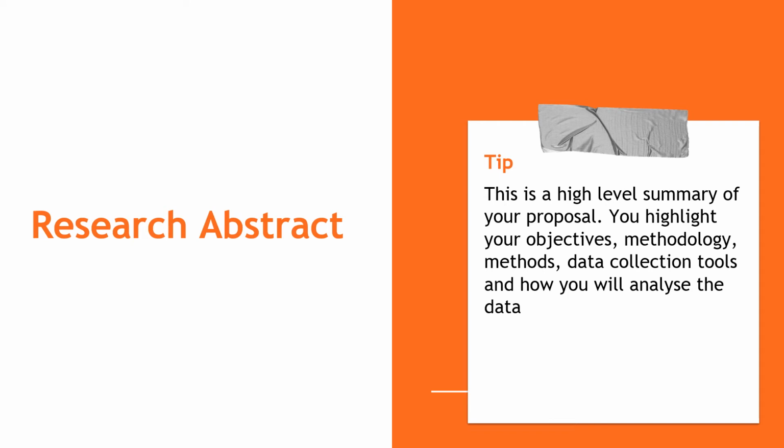Then for your research abstract, it's a very high level summary of your proposal. It varies, it can be around 400 words or so, but it depends on the field. In your abstract, you highlight the objectives, the methodology and methods, the data collection tools, and how you are going to be analyzing the data. So it's almost like summarizing everything about your proposal in a few sentences.